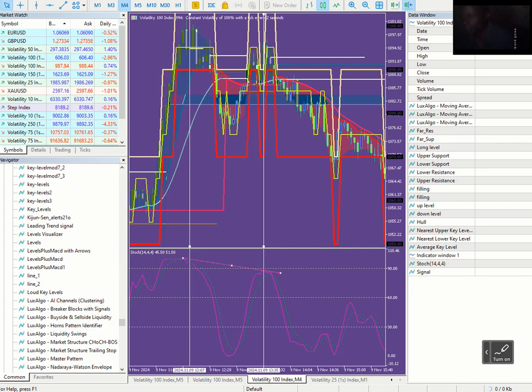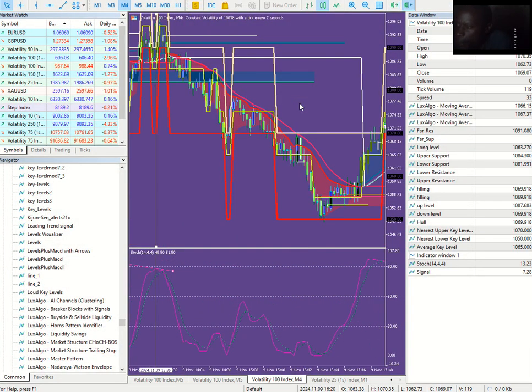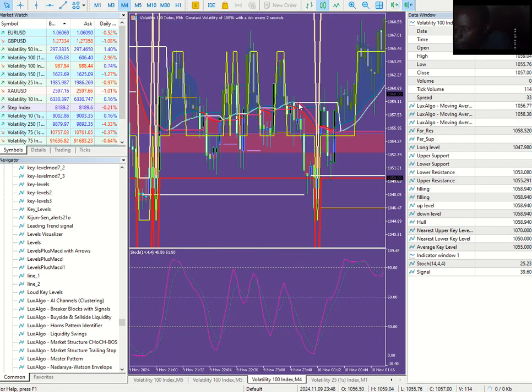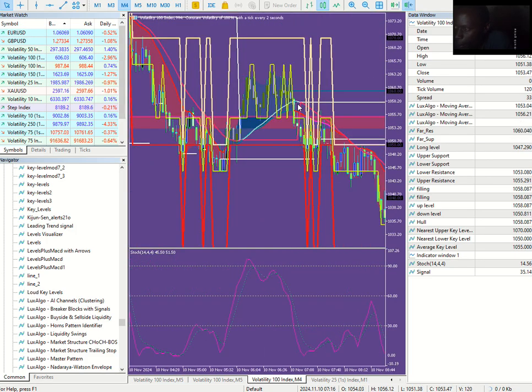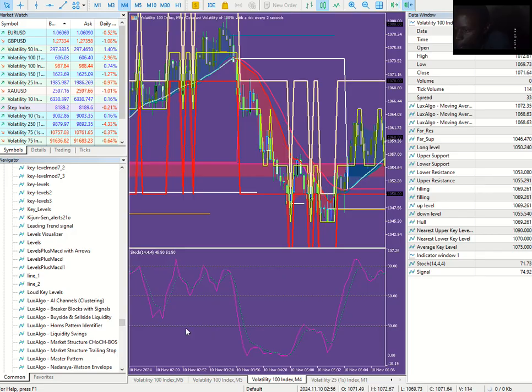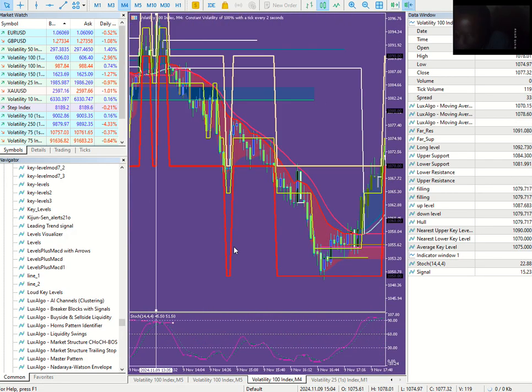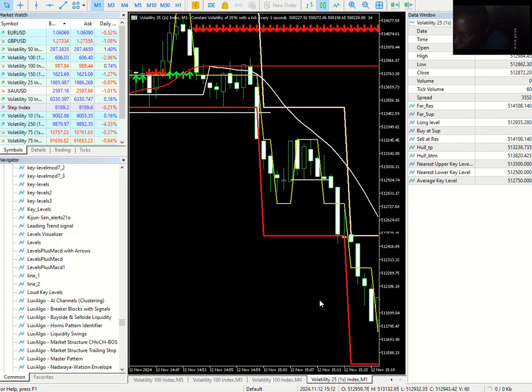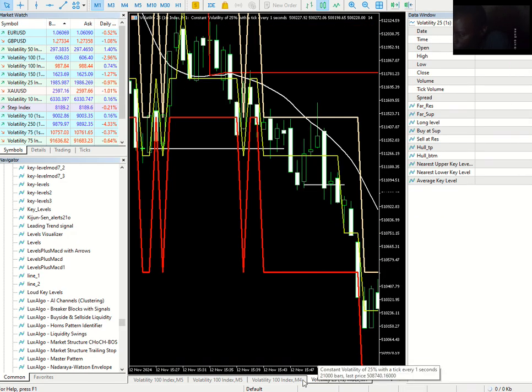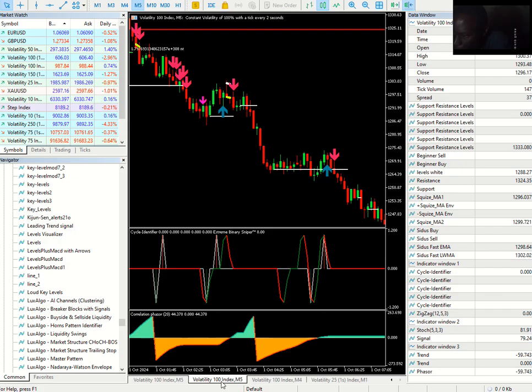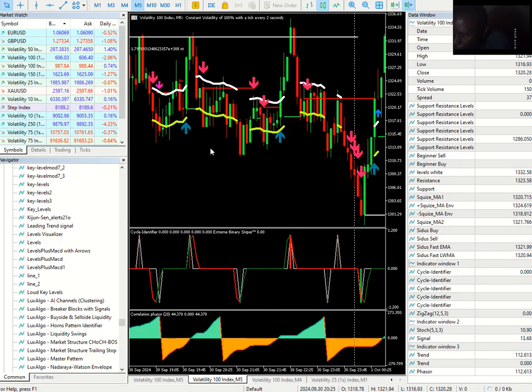Let me check again. So that is the loud key levels, it's showing that, but there's something else I wanted to show you before I lose my way. There's this thing we call correlation.